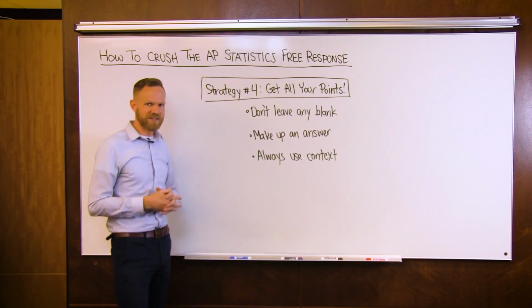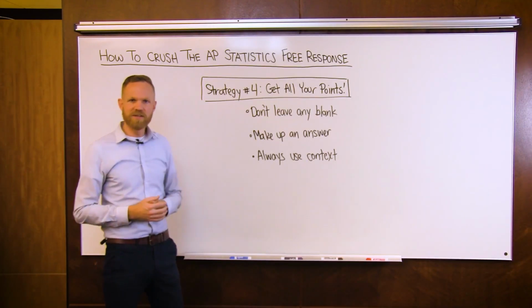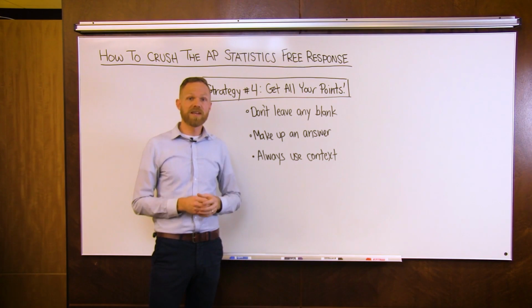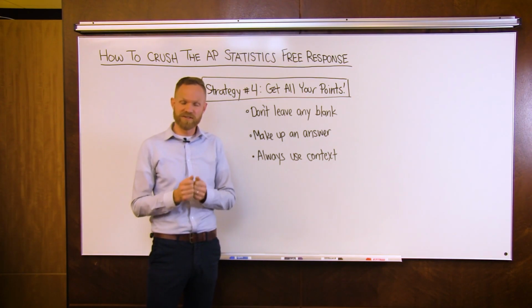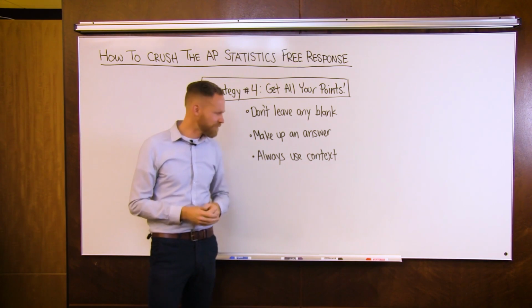And here's our final strategy for doing well on the AP Statistics free response section. Get all of your points. So first thing here is make sure that you don't leave anything blank. You can get partial credit for showing partial understanding, so try and make sure anything that you know ends up on that piece of paper.